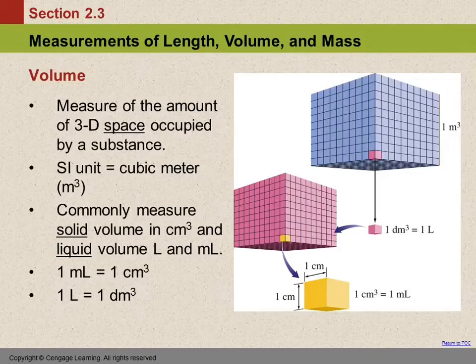So when we measure solid volumes, we typically use cubic centimeters, or cubic meters if it's a really large sample. For liquids, we tend to use liters and milliliters. Just like, if you're measuring a solid in English units, it's going to be maybe cubic inches or cubic feet or cubic yards. But if you're measuring a liquid, it's going to be ounces or cups or gallons or something like that. So this is one thing it's important to understand.